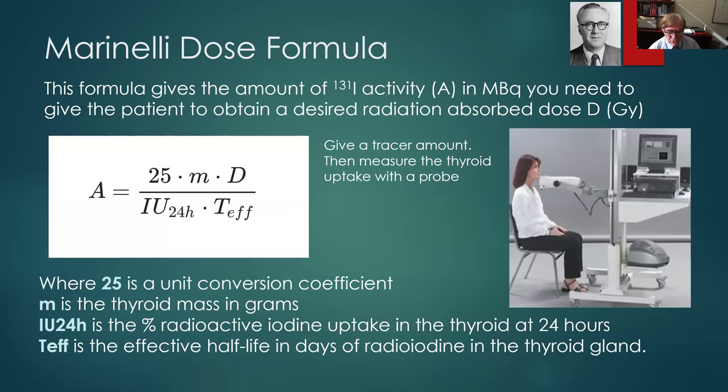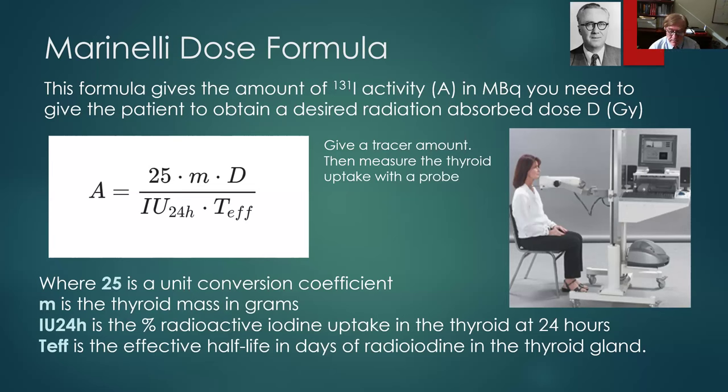Leonidas Marinelli, shown in the photo at the top of the slide here, was a medical physicist born in Buenos Aires of Italian parents. He joined the Department of Medical Physics at Memorial Sloan Kettering under Failla in the early 1940s, and he is credited with the first theoretical foundation of dosimetry from administered radionuclides.